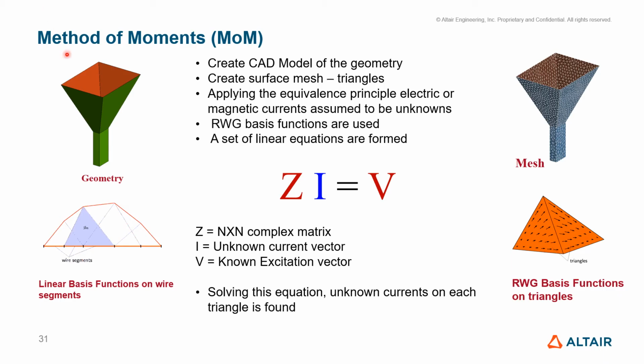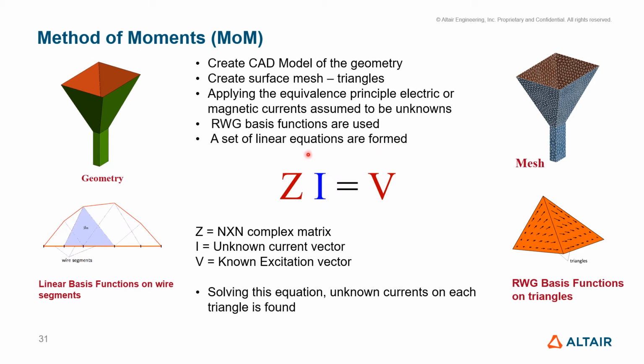So method of moments, as we mentioned, is a surface method. That is, you take a CAD geometry, for example, this horn antenna, create the CAD model, and of course apply the surface mesh. You don't need to discretize the volume, or you don't need to put an air box around it. So just a surface mesh is good enough, and we apply basis functions, normally referred to as RWG basis functions, and solve the linear equations that are formed.